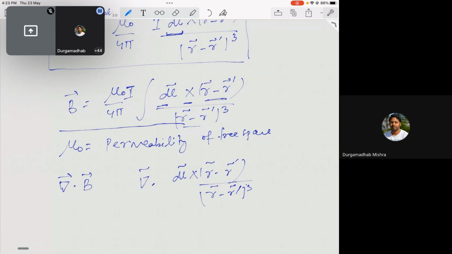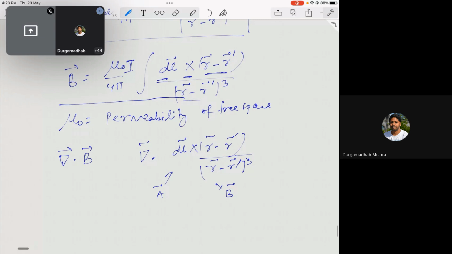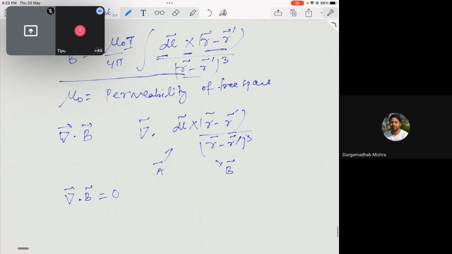So you have to use some vector identity, which you can take from your mathematical physics course or any other if you have done this. You take this as the A vector and this as the B vector. Try to calculate that. What you will get is that del dot B is equal to 0. This is the second Maxwell's equation, which we have seen many times already, a few times at least in previous classes.